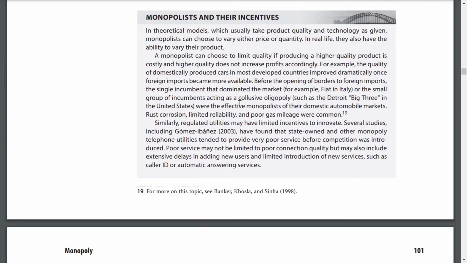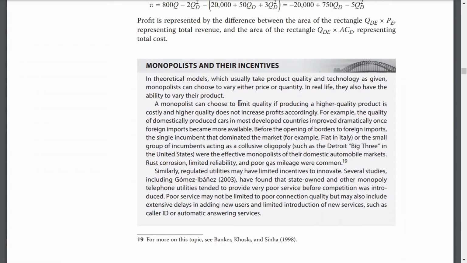Monopolies and their incentives. Pause the video if you want to look at it, but this just talks about the theoretical models and some more information about monopolies.